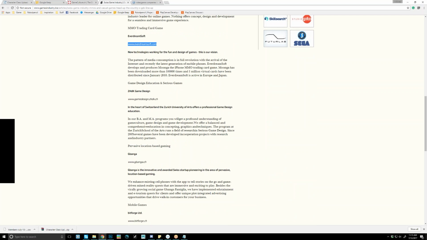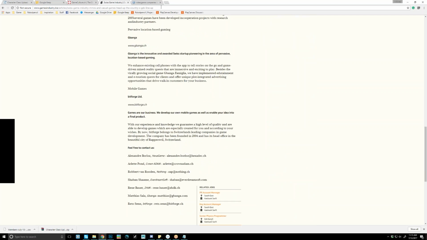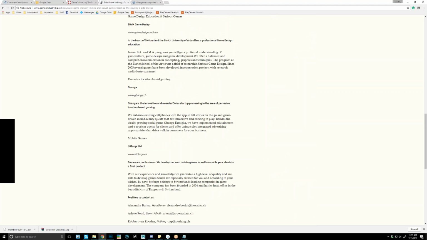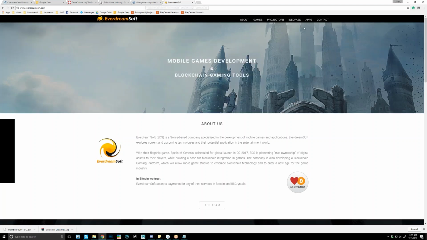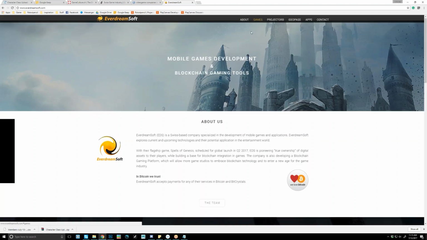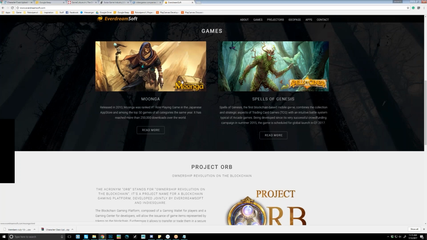Mobile games. You're not wrong about the mobile games thing, but that's just true everywhere, right? See what Everdream has up their sleeve. Oh, I guess they turned into a mobile game company? Oh no, but they do trading cards, so it's still cool. Oh, look at that. Moonga. Spells of Genesis.